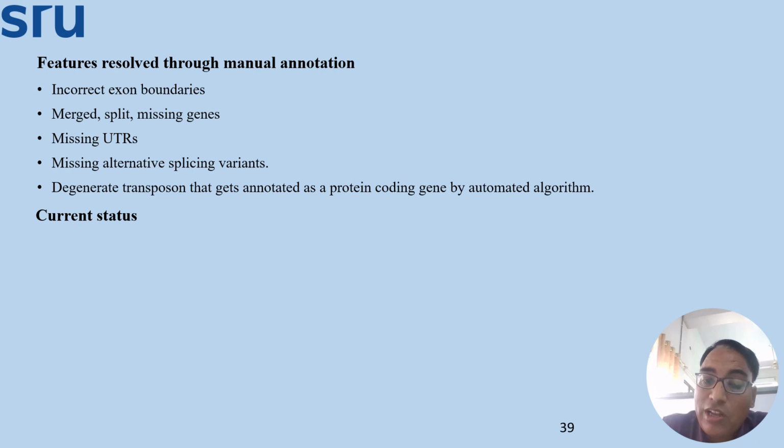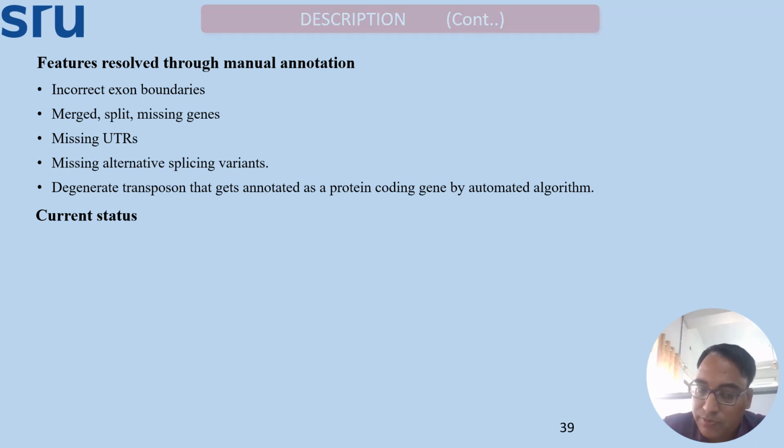So if I do manual annotation, these errors I can resolve. Incorrect exon boundaries, merged or split genes, missing exons, missing UTRs, missing alternative splice variants, degenerate transposons, okay, that get annotated as protein coding genes by an automated algorithm. Okay, this normally happens.